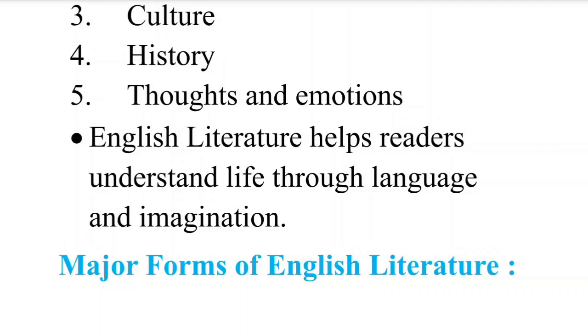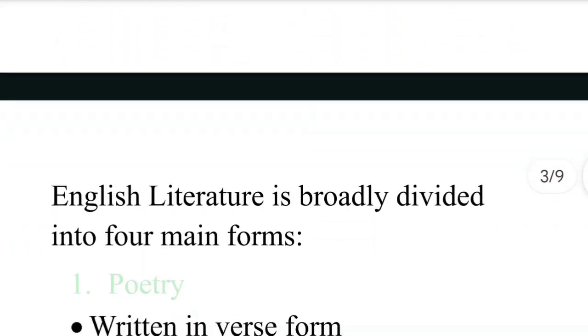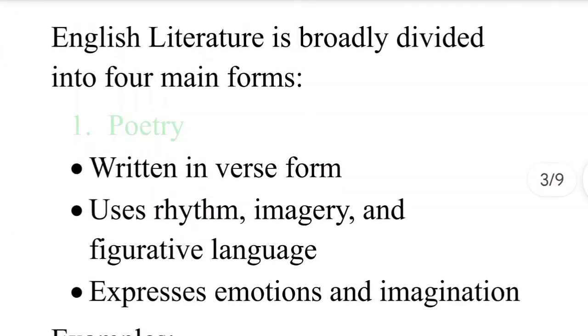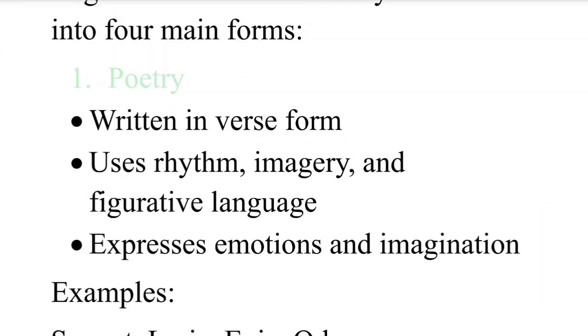As we all know, English literature is divided into majorly four forms. They are poetry, novels, drama, and prose. Now we will see, yes, here you can see poetry. Now we'll talk about poetry.